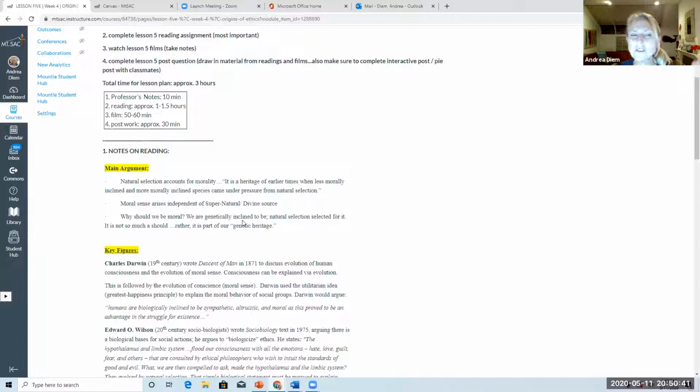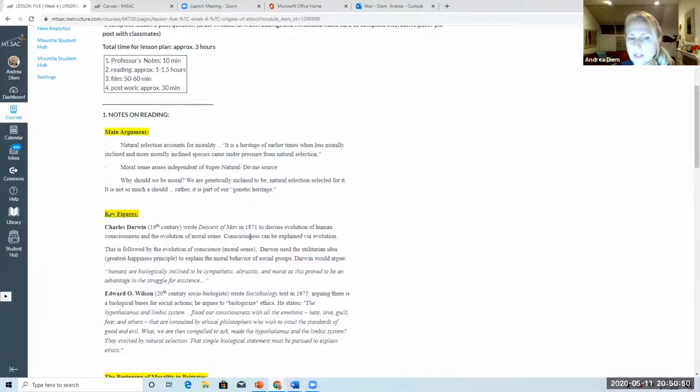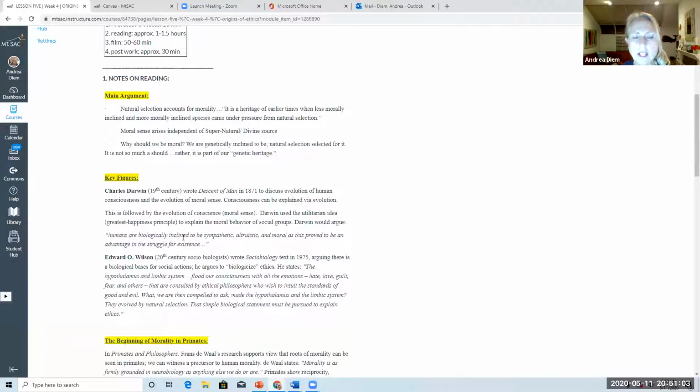And so you may think, well, you're just layering ideas onto Darwin that Darwin himself didn't think, but that's not so. Darwin wrote a piece called The Descent of Man in 1871, and he discusses how humans have evolved in moral sense, and that evolution can help explain that. He says here, and this is a quote from the text, humans are biologically inclined to be sympathetic, altruistic, and moral, as is proved to be an advantage in the struggle for existence.